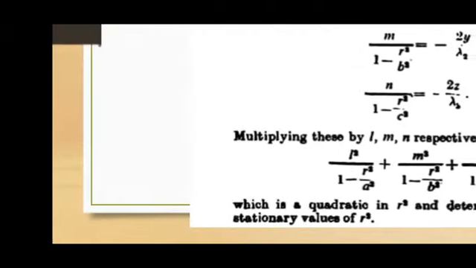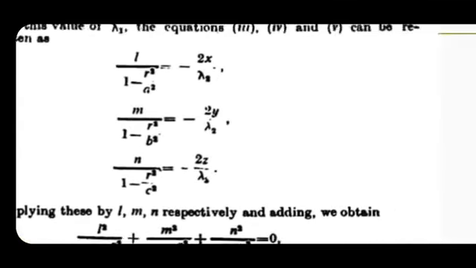Now multiplying these equations, the first one with l, the second one with m, and the third one with n, and adding LHS with LHS and RHS with RHS, we get l into l means l square, so l square by 1 minus r square by a square plus m into m, that will be m square by 1 minus r square by b square plus n into n, that will be n square by 1 minus r square by c square is equal to, if we see the right hand side, multiply with the l.